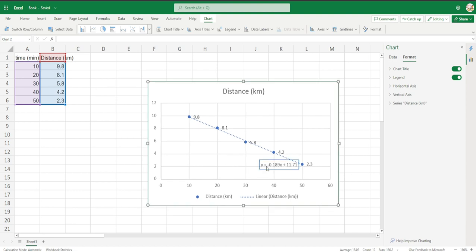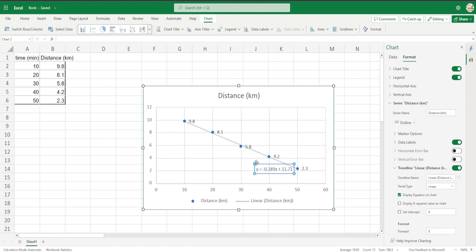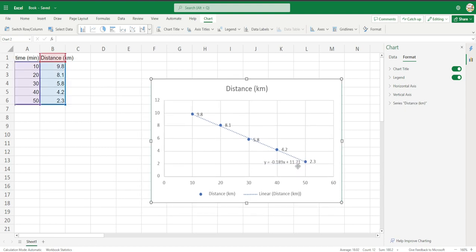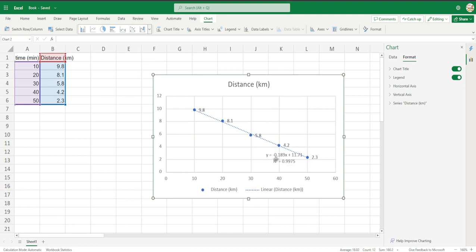So I've displayed the equation. You can see it here. And I want this to display the r squared value. Another checkbox. We click that and we get both here. So now I have my equation, y equals negative 0.189x plus 11.71, and the r squared value of 0.9975. So that's how I got those two values using Excel.